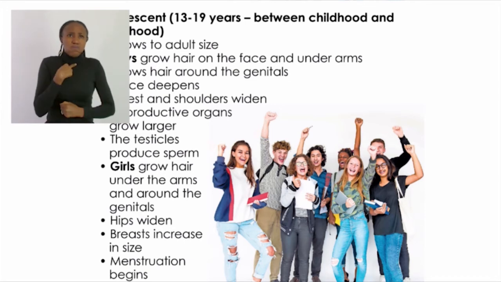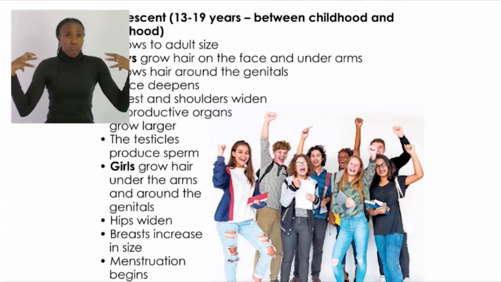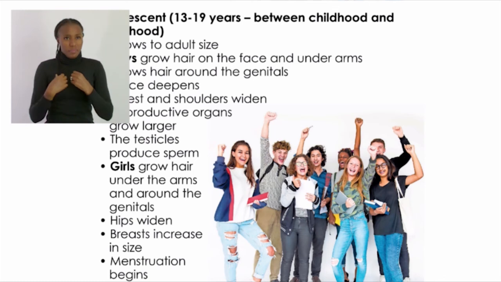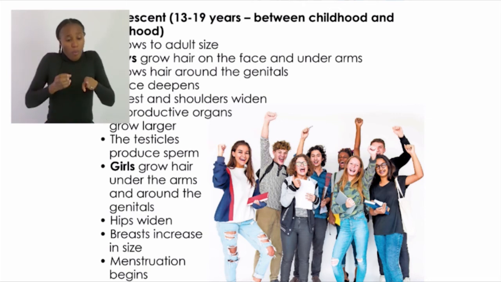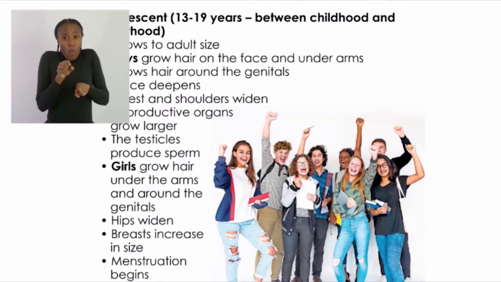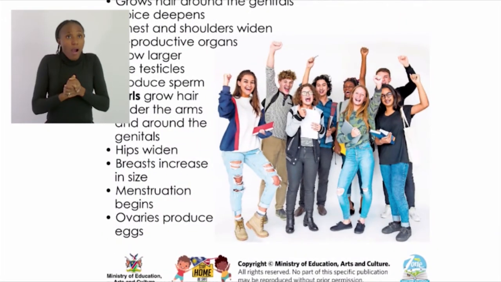The chest and the shoulders widen. You realize that the shoulders of the boys become broader. It moves out of the neck. The reproductive organs grow larger. It means their genital parts become bigger. In the boys, the testicles start to produce sperm. It means they are at the stage of making babies.